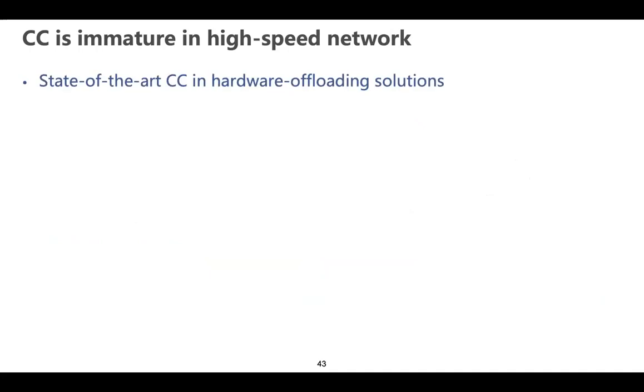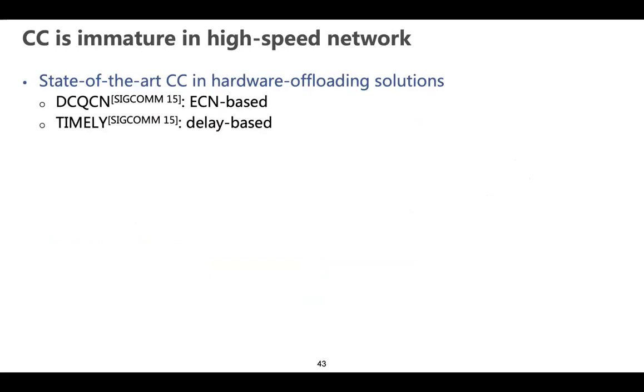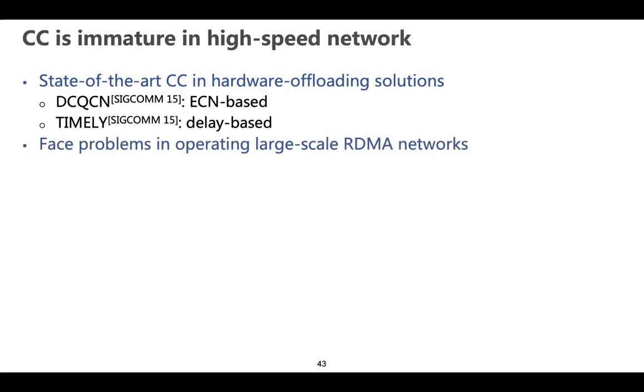According to my experience in the industry, we find the congestion control is very immature in these high-speed networks. The state-of-the-art congestion control in the hardware offloading solutions either uses ECN or delay as a congestion feedback. And operators today face many problems in operating large-scale RDMA networks. And the root cause is the congestion control. Next, I will discuss three very typical and very common problems that annoy operators in data centers every day. The first problem is that the congestion control converges very slowly.